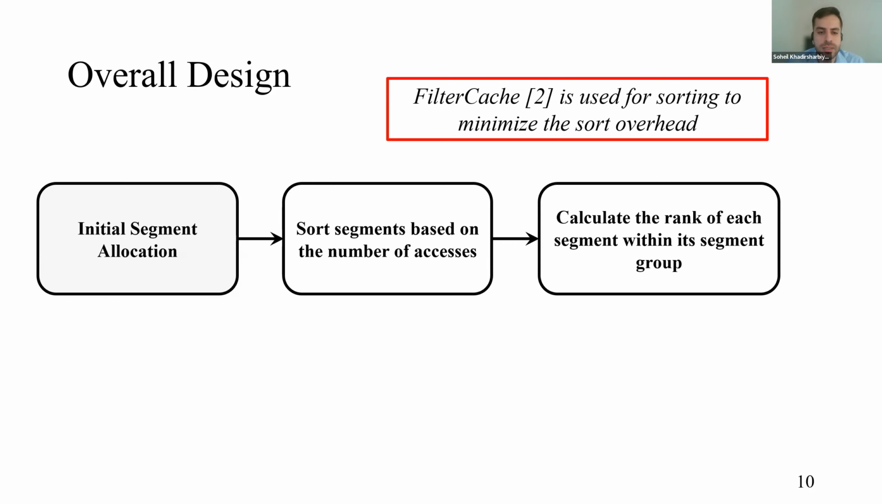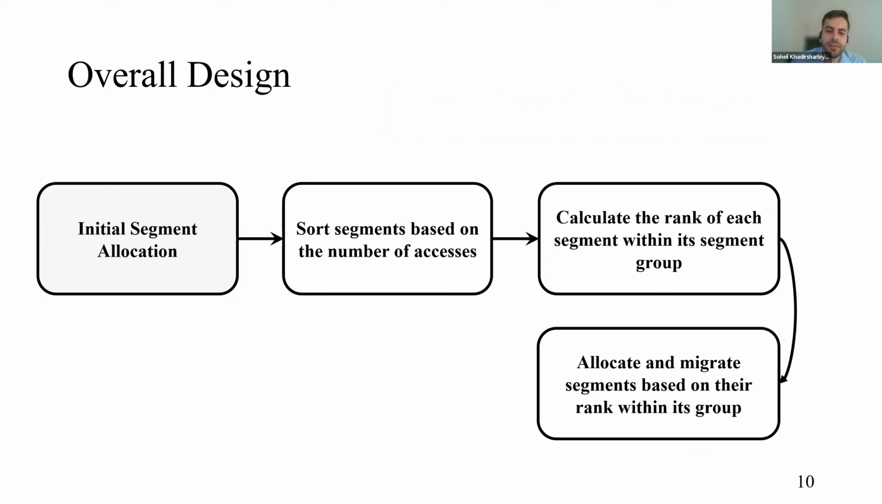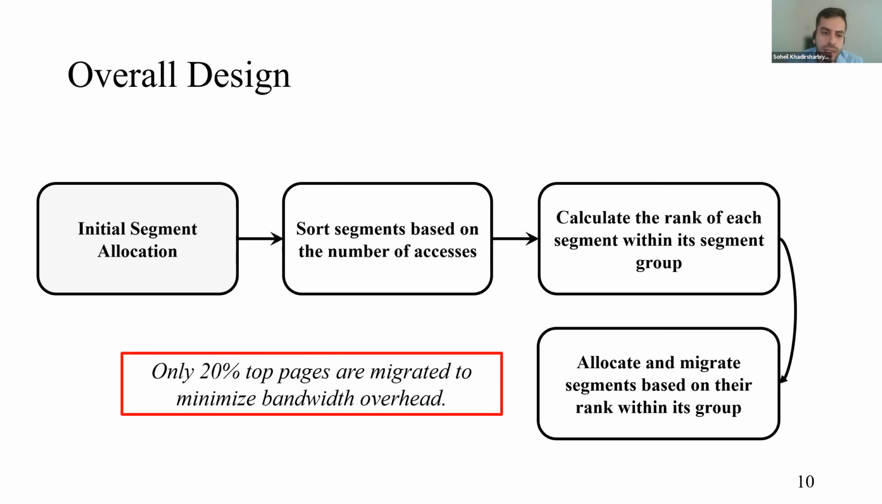A previously presented paper showed how we can calculate and sort the number of accesses in the DRAM. Then, based on the rank, we will update the allocation and migrate the segments. It means that we try to migrate the hottest segment to the coldest layer. The only thing is that we don't want to migrate all of the pages because it will cause a huge overhead on the system.